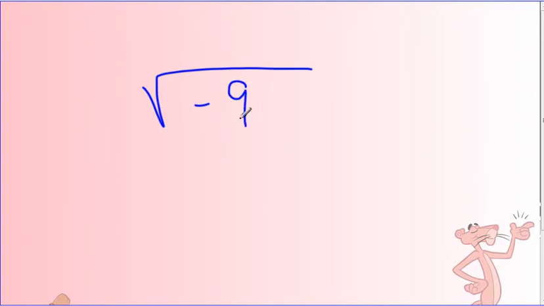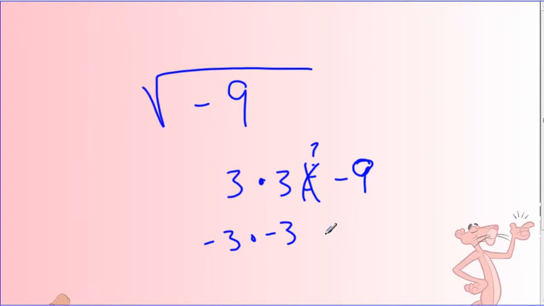Now 9 is a perfect square, so you think, okay, well that's 3. Well, is 3 times 3 equal to negative 9? The answer is no. It doesn't work out. Well, what if you use a negative 3? Does that equal negative 9? The answer is no, because the rule for multiplication of integers was if the signs are the same, you always get a positive number. So you literally cannot take the square root of a negative number.